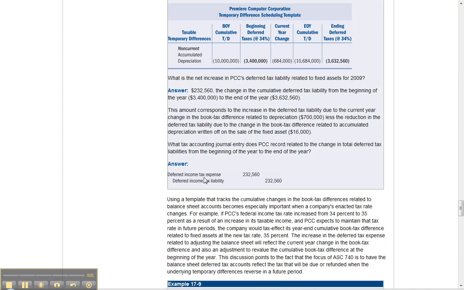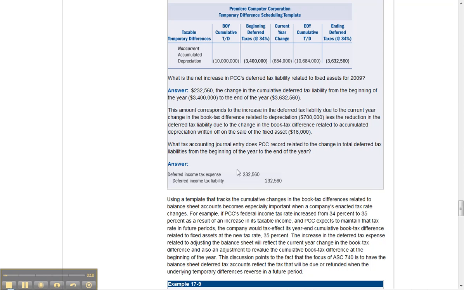Okay, so this is the entry just to record the deferred income tax expense related to the taxable temporary differences. We still have deductible temporary differences that we had this year, and we have to consider the future impact of those. So the book just handles it in two different steps.